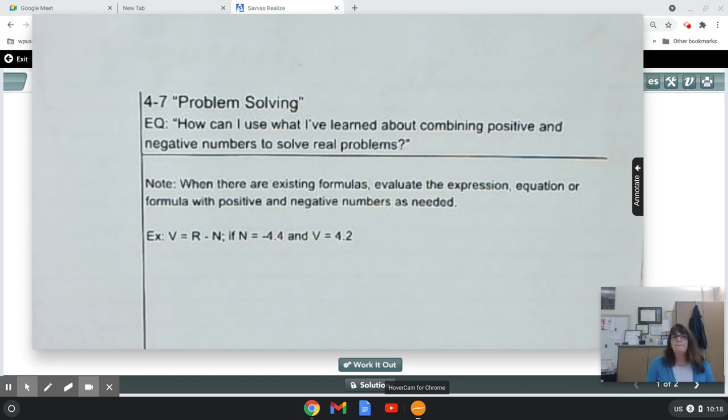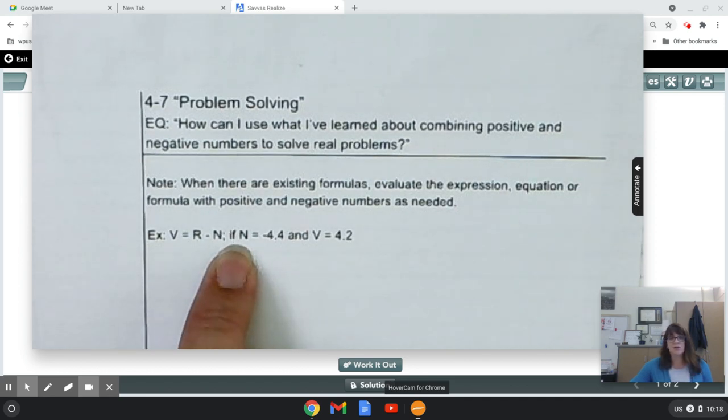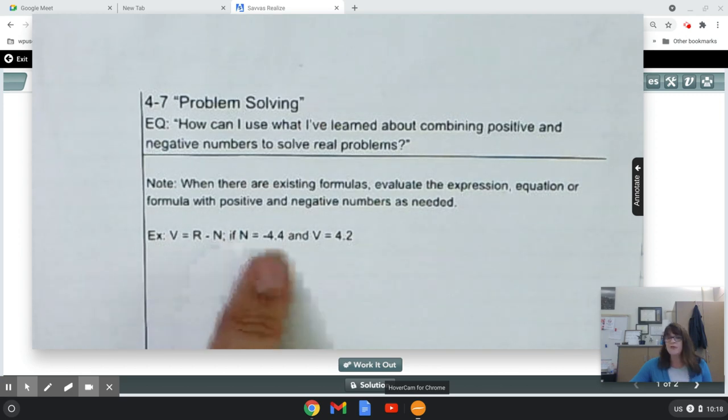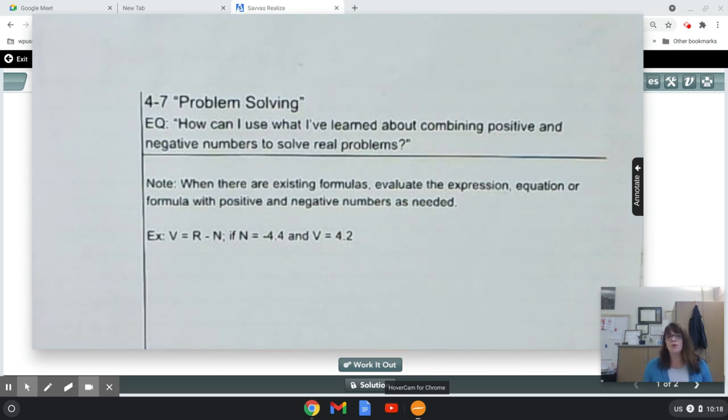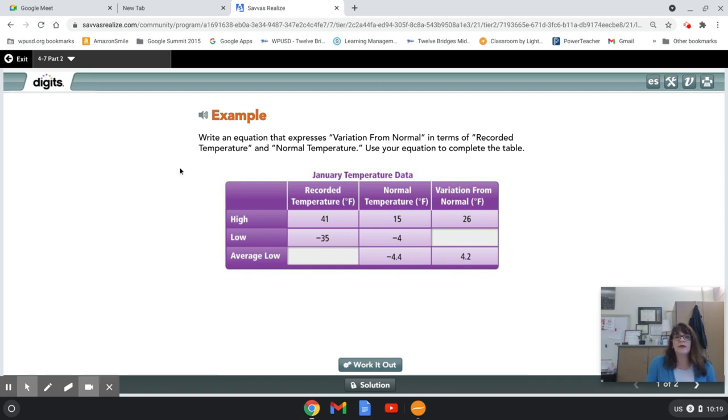Now, there's nothing new that we're doing. We're combining things that we've already done. But this equation right here as a standalone equation, you could do it just because I said to, but it came from something, and I want to show you what it came from. Okay. So it came from here, this problem that's right on Savvas Realize.